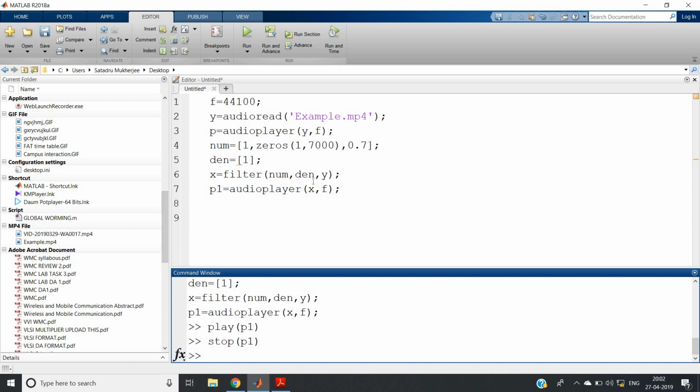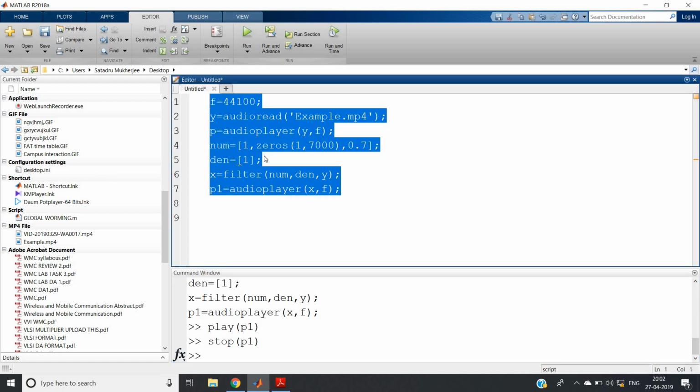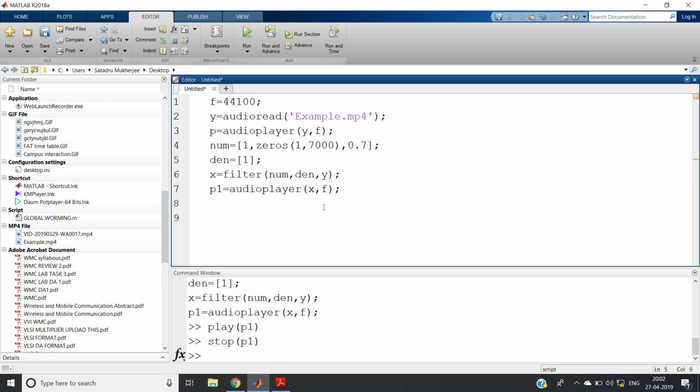For easier understanding, you can use headphones so that you can listen to that echo easily, and you can choose your song according to that. First load it in Matlab using audioread, then to play, audioplayer y comma F, and then write play P to play it, and stop P to stop it. The numerator and denominator are defined from the concept of echo, that is important. After defining numerator and denominator, it is very simple. Just use filter num, den, y, which you already studied in your DSP Matlab lab courses, right? So this is how you can generate echo in Matlab.